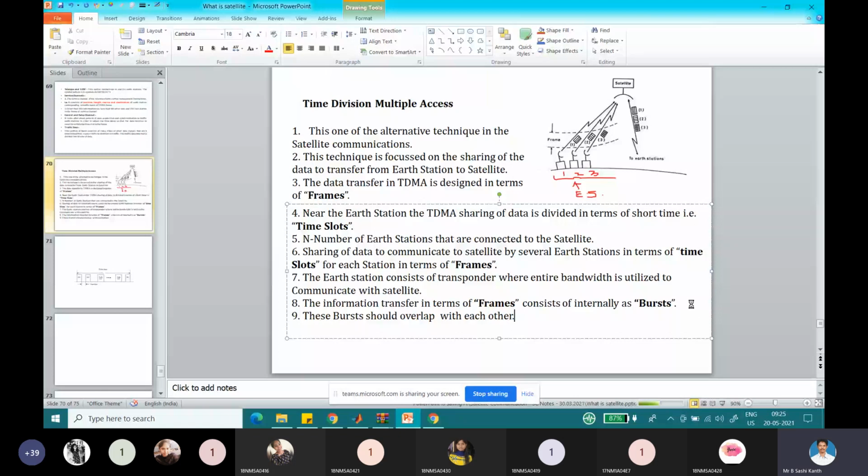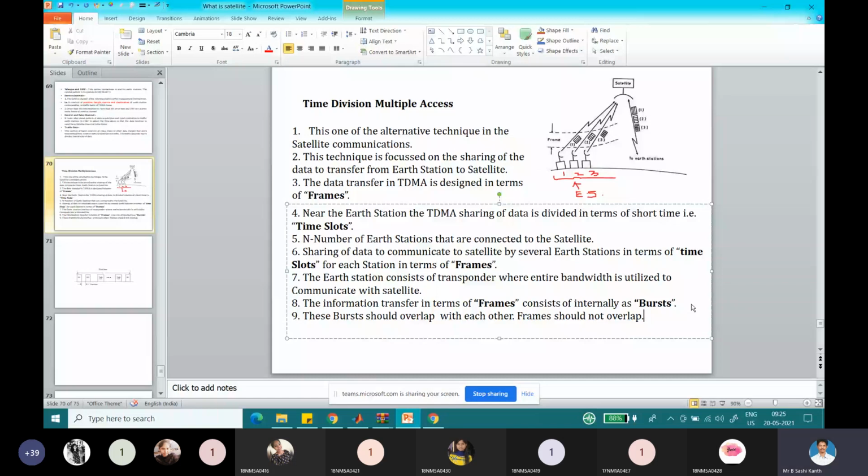What the intention here is, these bursts should not overlap means frames should not overlap, because the frame is nothing but, as I'm saying in the 8th point clearly, the information transfer in terms of frames consists internally of bursts.